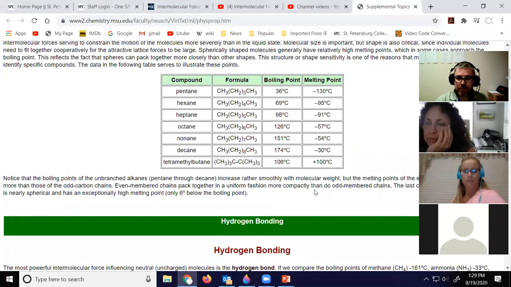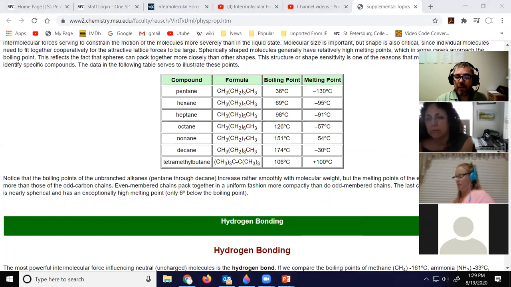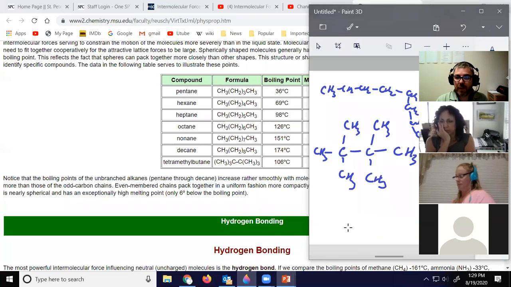So with the IMFs, is that between atoms in one molecule, or is it between different molecules of the same compound? Different molecules of the same compound. Gotcha. Thank you. So it's the attraction force between like molecules. Yes.